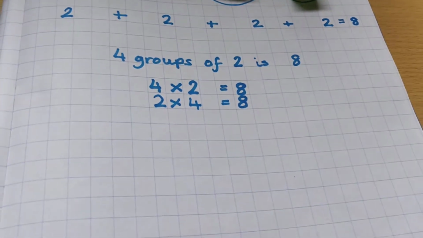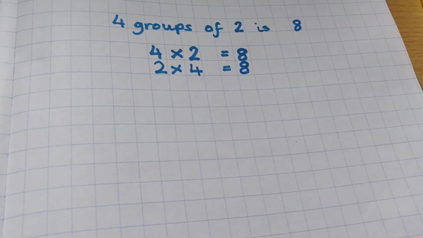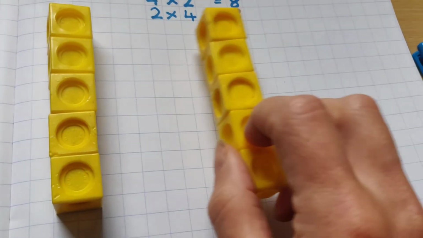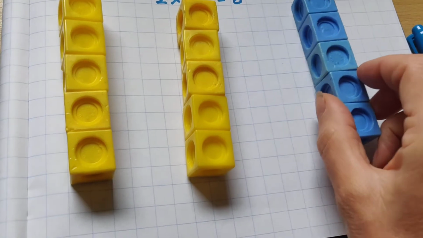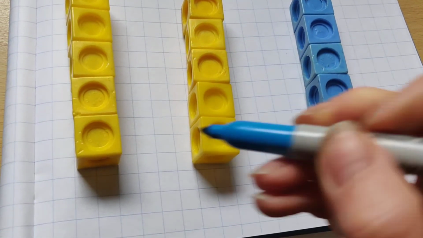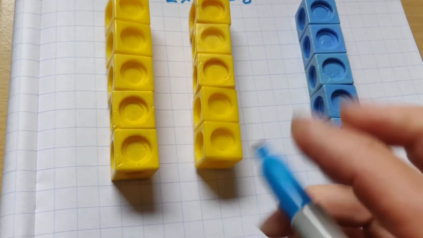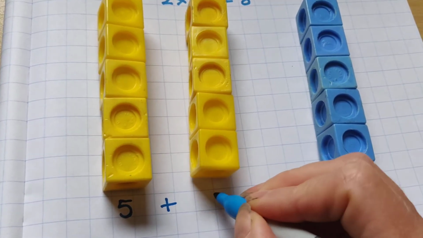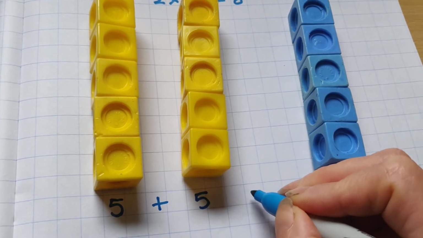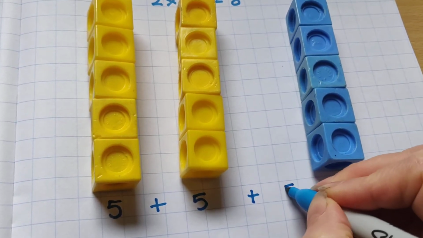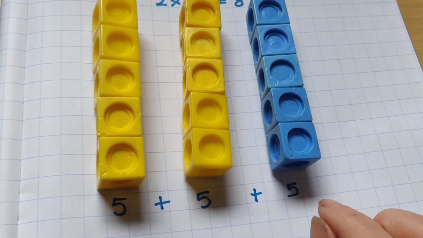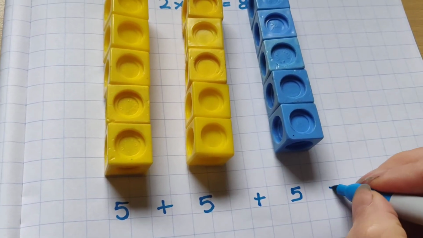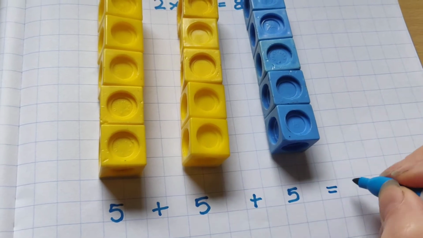Okay, let's look at another repeated addition. So this time I've made some groups of 5. So here are my groups of 5, they're all equal. If I wrote that as a repeated addition, it would be 5, add 5, add 5, and find the total. I count in 5s, 5, 10, 15, because I'm adding my groups of 5 together.